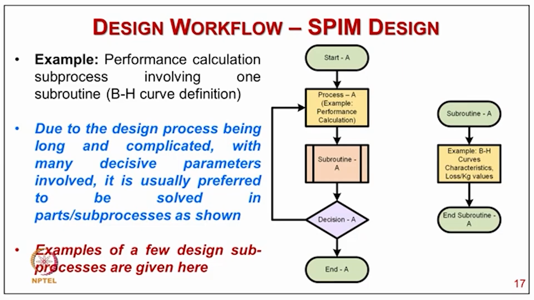For example, start, process A, an example of performance calculation, then subroutine A, then a decision. If yes, then end. Otherwise it goes to, for example, the BH curve characteristic as well as the loss kg characteristic of the ferromagnetic material which are used in the design of the machine, and then the subroutine ends.